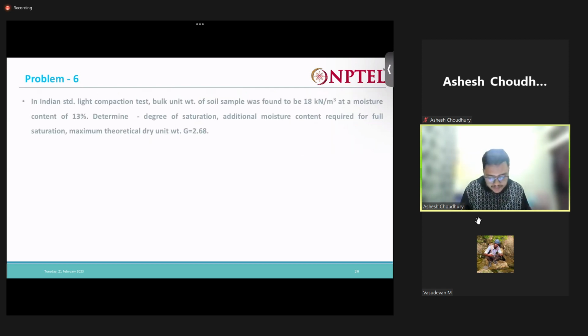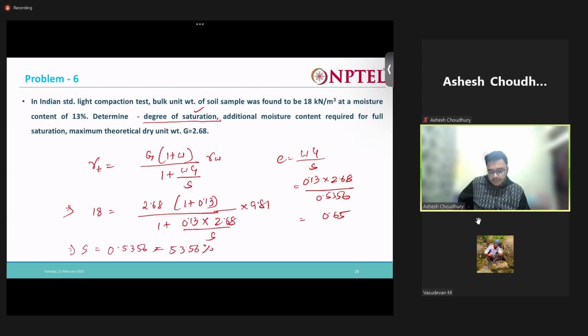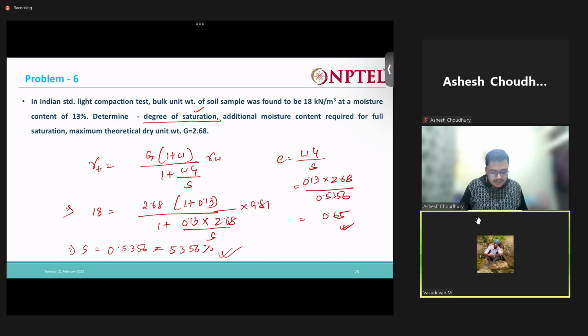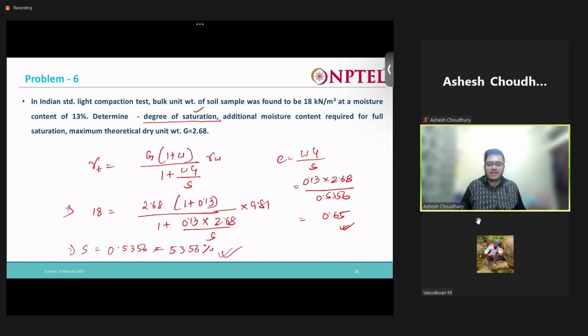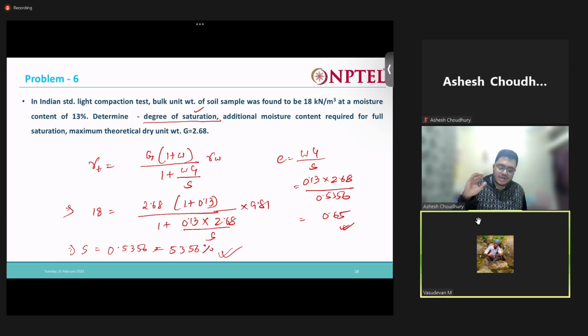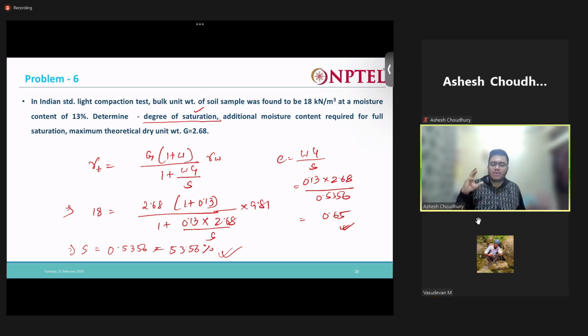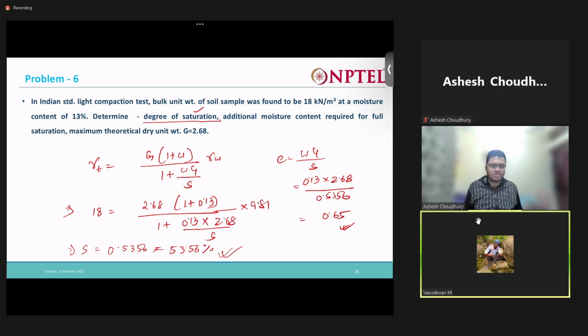So initially we found the degree of saturation for our soil, which was this much, and also the void ratio at this state. Now remember that for a given compactive effort, for one kind of test where the compactive effort remains the same, the void ratio is always the same. The void ratio is not changing, right?